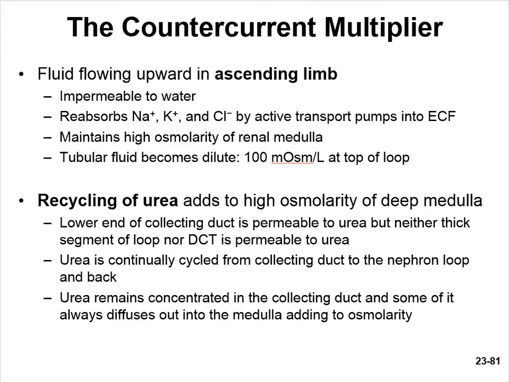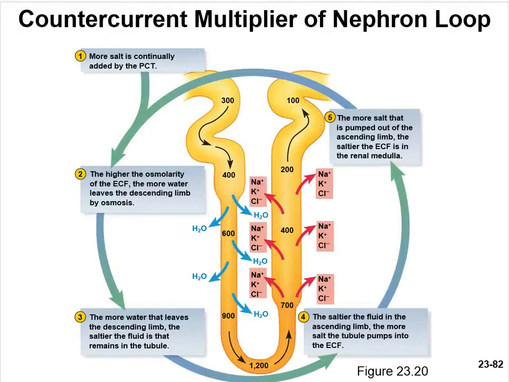The lower end of the collecting duct is actually permeable to urea, but neither thick segment of the loop nor the distal convoluted tubule is permeable to urea. So urea is continually cycled from the collecting duct to the nephron loop and then back again. Urea remains concentrated in the collecting duct, and some of it always diffuses out in the medulla, adding to the osmolarity there, besides the sodium being there. All of that is visualized in this diagram here.